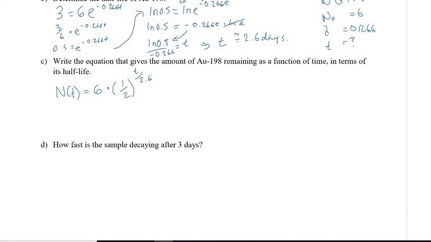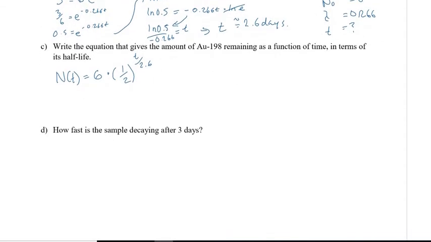And the last part asks, how fast is the sample decaying after 3 days? Of course, you should know that when you hear how fast, that's rate of change, so you should think derivative. So we're just going to take the derivative of that function. We can take either function, but since we like stuff with base e when we're doing derivatives, let's use that one. So N of t is equal to 6 times e to the negative 0.266t.